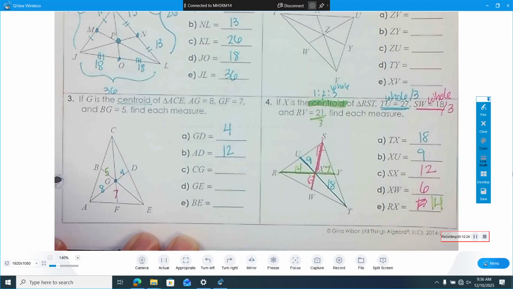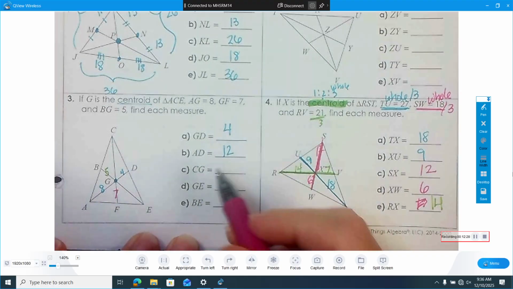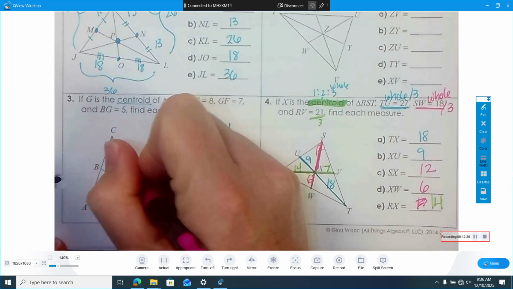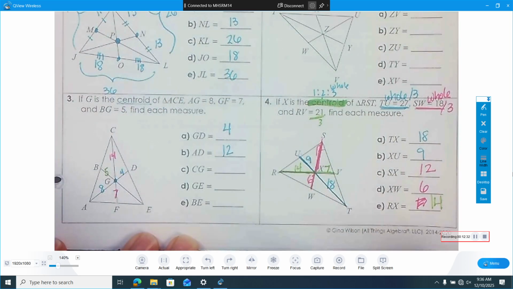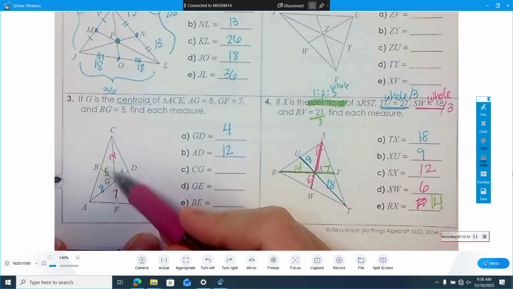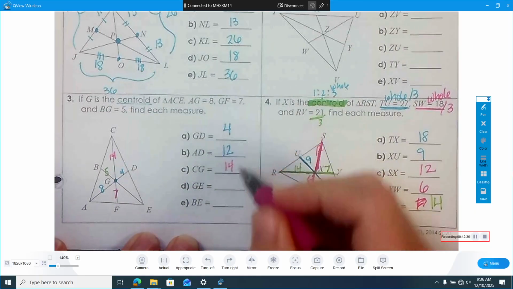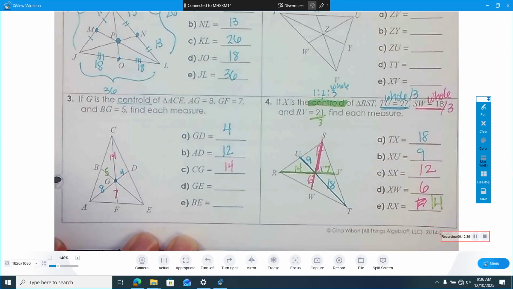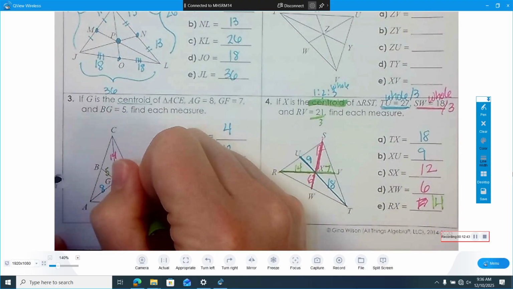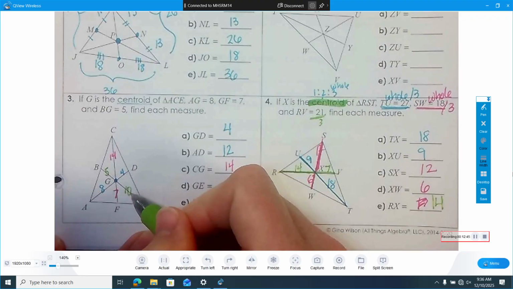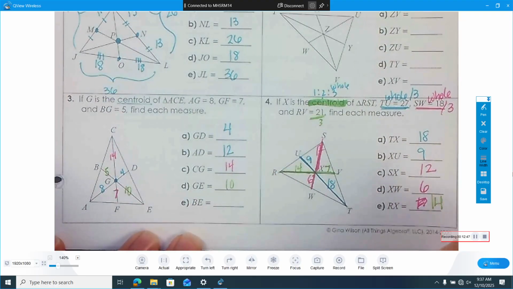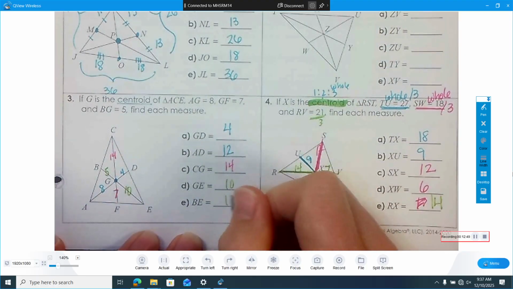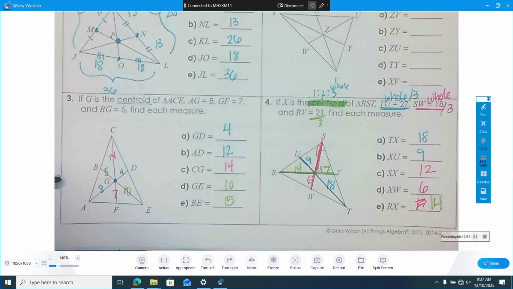All right, next we want CG. CG is 14. How did we get 14? Multiply by 2. 7 times 2 is 14. That was easy. And what is, let's see, GE? 10. Again, we have the small piece. All we had to do is double it. So GE is 10. And what is BE? 15. Okay. 1, 2, 3. Super easy. Awesome. Okay. Let's turn the page.